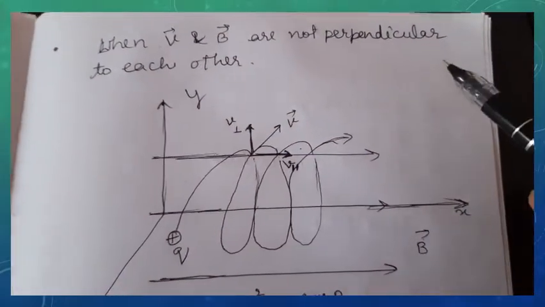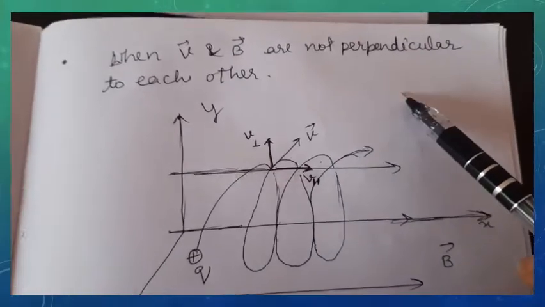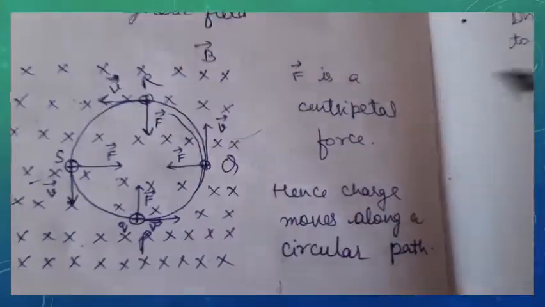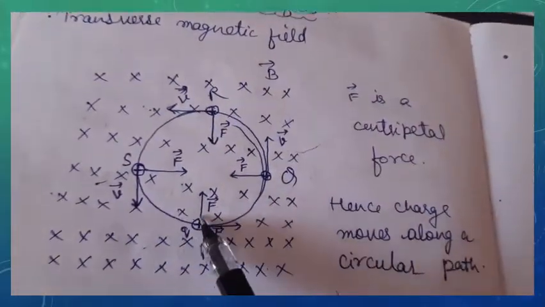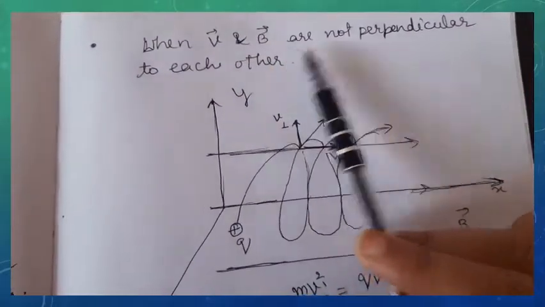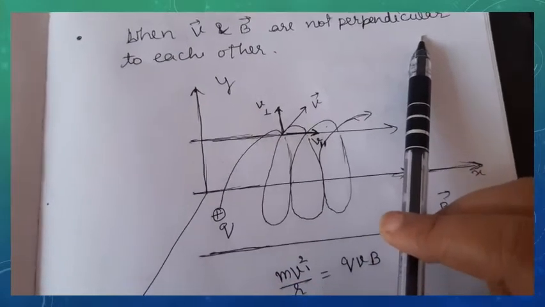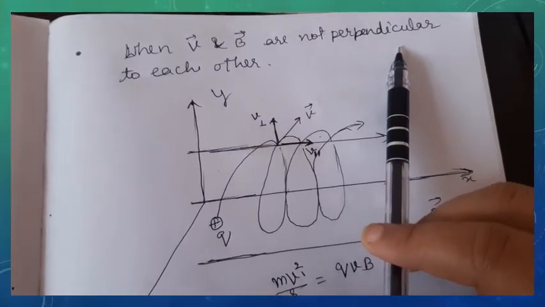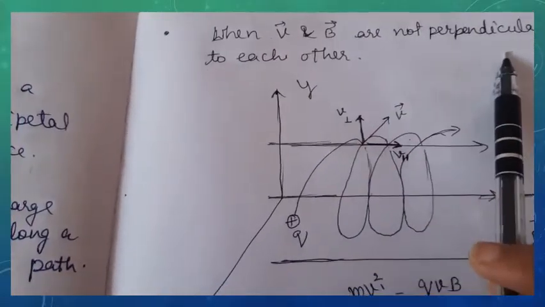So the next case for motion in the presence of a magnetic field. Earlier we have seen the condition where the magnetic field is transverse, that means perpendicular to the direction of velocity. The second case is when the magnetic field and velocity are not perpendicular to each other but inclined at some non-zero or non-π/2 angle.